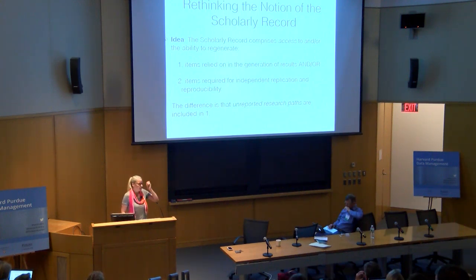So here's an idea that I put out there for discussion. Scholarly record comprises access to and/or the ability to regenerate items relied on in the generation of results, or items required for independent replication and reproducibility. So I'm using these notions of reproducibility, verification, skepticism to say the scholarly record needs to encompass a whole lot more than what we expect and what we have right now in just the journal publications. Now we're starting to creep there, as we saw, linking data to publications and so on, but it's no longer a collection of PDFs.